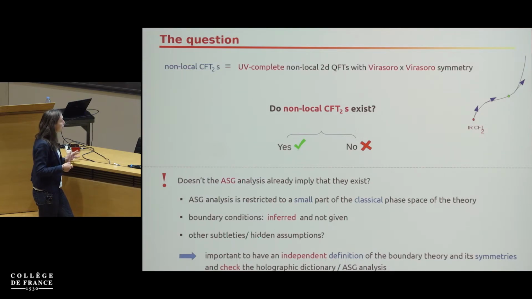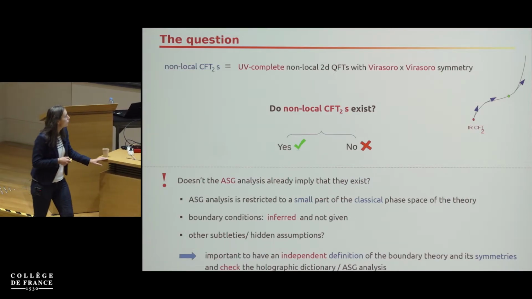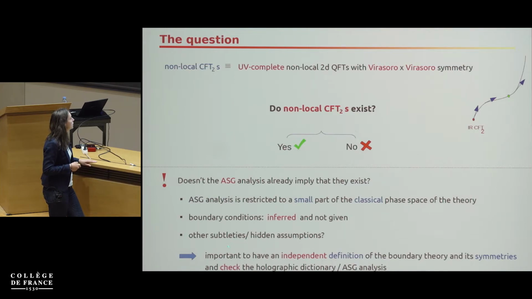I mean, in the case of AdS/CFT, this is extremely well understood, so there's nothing to worry about. But when you try to apply asymptotic symmetry group analysis to some spacetime where you don't know the holographic dictionary, you don't really know the boundary conditions, you can ask yourself all these questions. So all this talk was to motivate the fact that it's really important to have an independent definition of the boundary theory and its symmetries, and then use this to check the holographic dictionary and the results of ASG analysis.